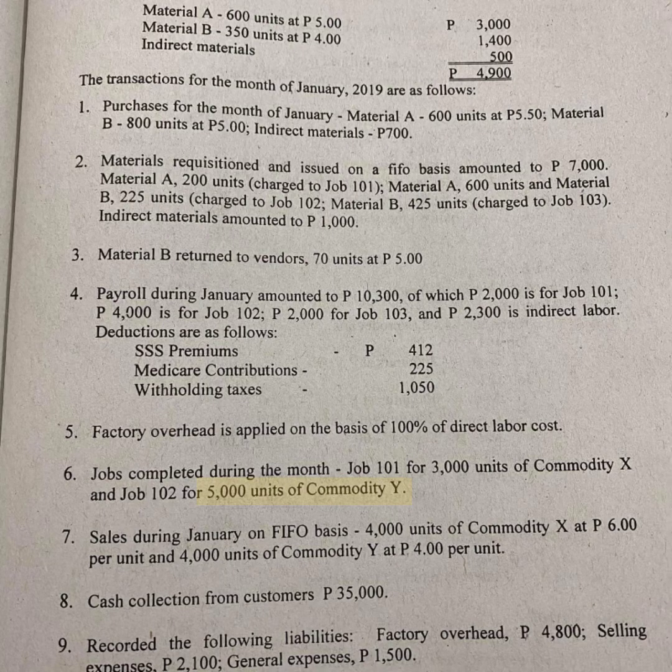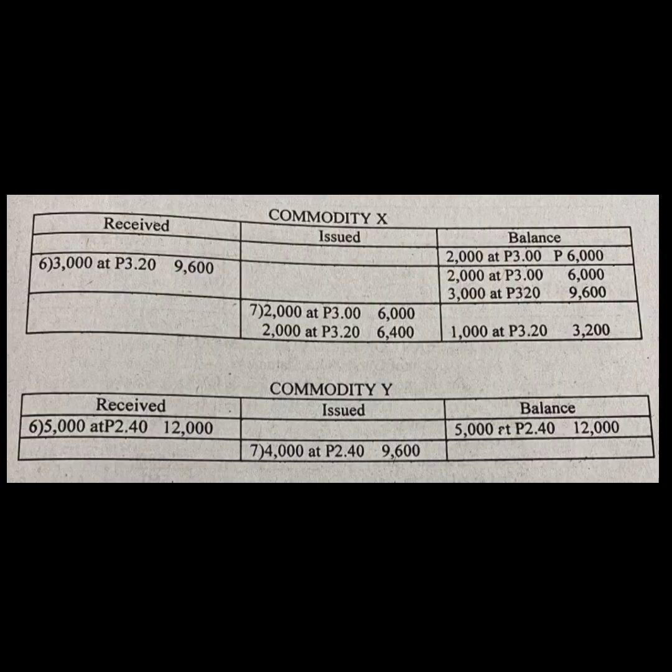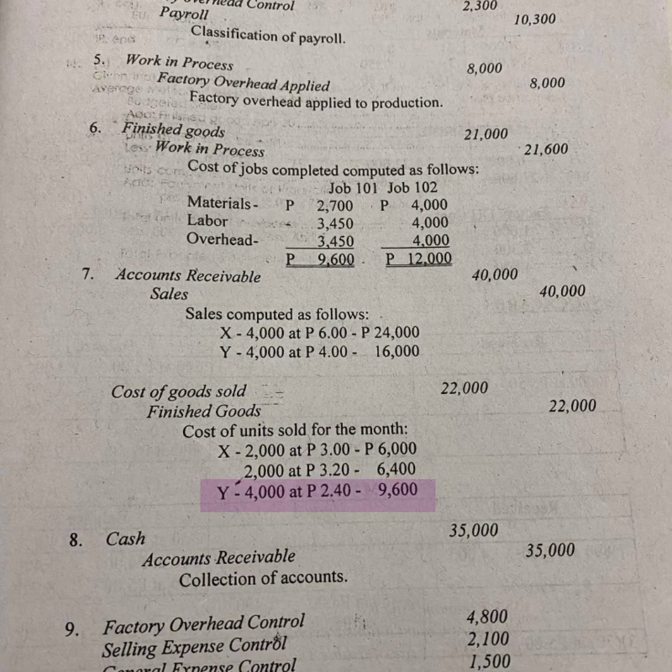So, commodity Y has 5,000 units. Then, commodity Y issued 4,000 units at 2 pesos and 40 cents, which is equal to 9,600 pesos. See the details in the journal entries of transaction number 7. So, commodity Y has 4,000 units, which cost 2 pesos and 40 cents each. So, 4,000 times 2.40, we have 9,600 pesos. And that's for commodity Y.